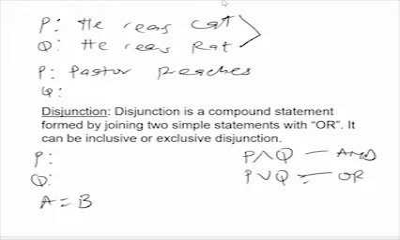And statement Q, pastor prays. Now these two statements are also mutually exclusive, because it is practically impossible for the pastor to preach and to pray at the same time. So that's what we call a mutually exclusive event. So disjunction can either be inclusive or exclusive.